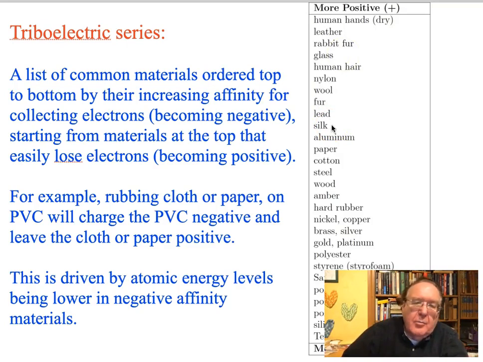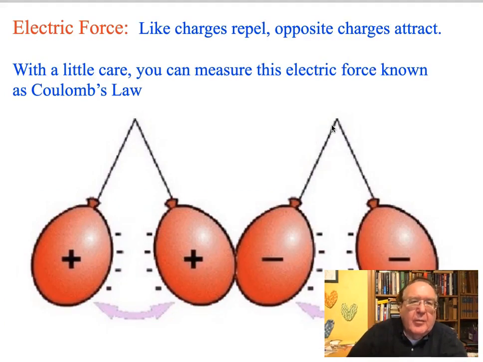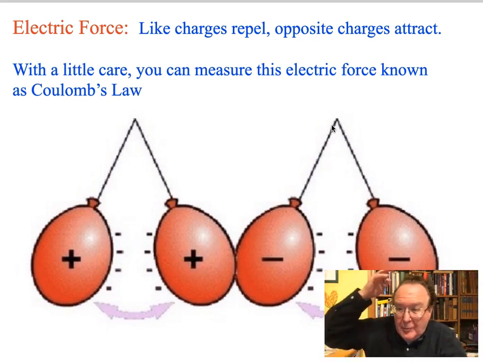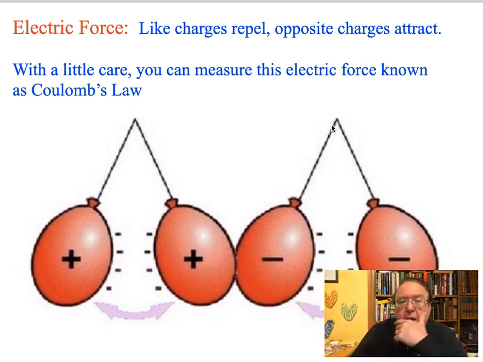Now suppose you rub two things together. For example, take balloons. There are balloons in your kit. You can blow up a couple of balloons and rub them with, for example, your hair, or with wool or cloth. The balloon, being rubber, will generally become negative.